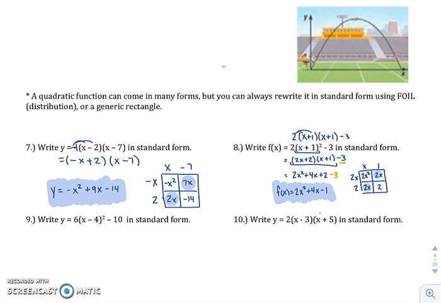And just remember that when you're squaring something, you don't distribute that square in there. You really write it out as 2 of them being multiplied together. But go ahead and try the other 2.